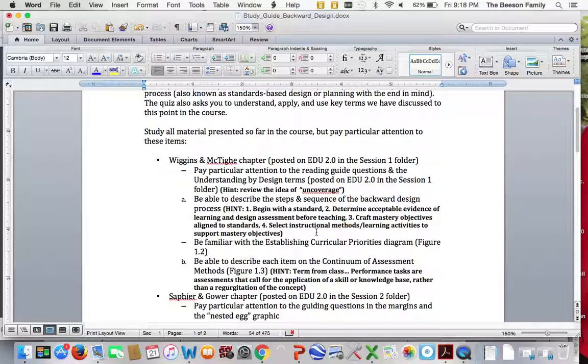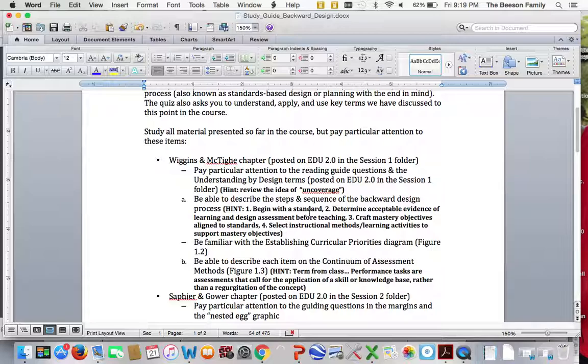Then we have to think of our mastery objectives, which we talked about last week. Mastery objectives are those more specific objectives, the actual what we're doing in the lesson, where the standard is broader. Then we think about what the instructional methods are and the learning activities. So we know with backward design that the actual activities that we're planning come last in our process of planning. We don't start with activity.